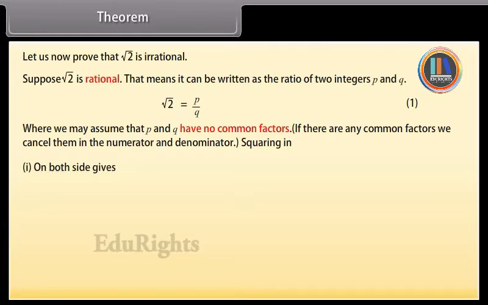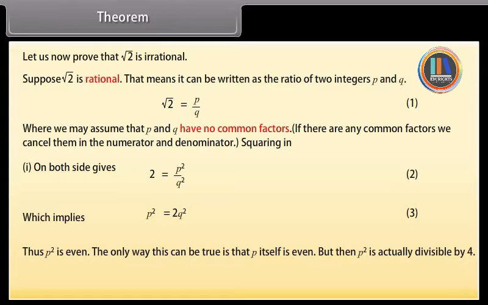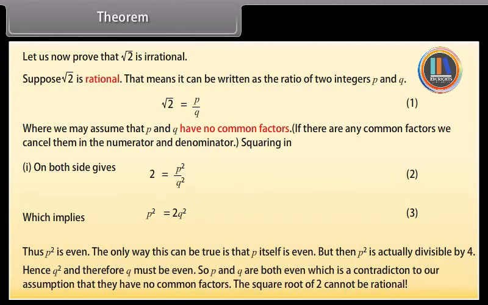Squaring on both sides of 1 gives 2 is equal to p square upon q square, equation 2, which implies p square is equal to 2q square, equation 3. Thus, p square is even. The only way this can be true is that p itself is even. But then p square is actually divisible by 4, hence q square, and therefore q must be even. So p and q are both even, which is a contradiction to our assumption that they have no common factors. The square root of 2 cannot be rational.